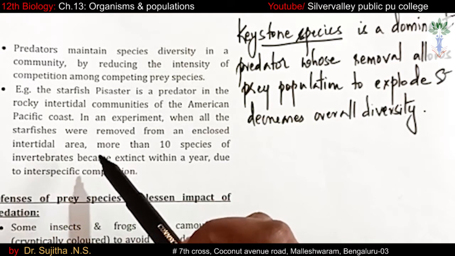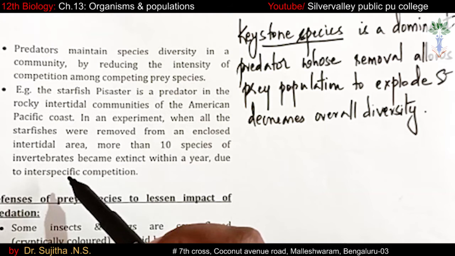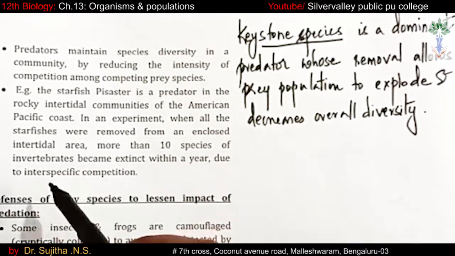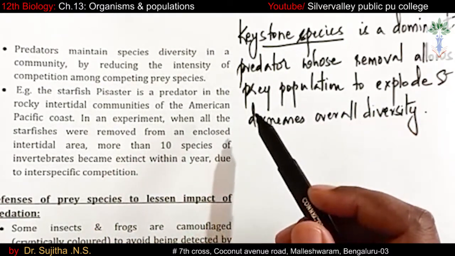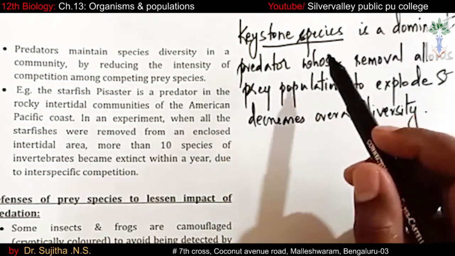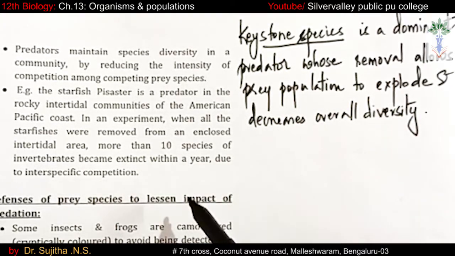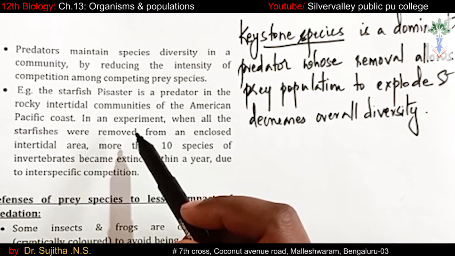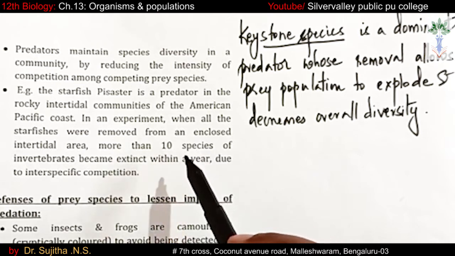They conducted an experiment in which all the Pisasters were removed from an enclosed intertidal area. After a particular period of time, within a span of 1 year, they noticed that more than 10 species of invertebrates became extinct due to interspecific competition. So here we can represent the starfish, Pisaster, as a keystone species. So what is a keystone species? A keystone species is a dominant predator whose removal allows the prey population to explode and decreases the overall diversity. Therefore, Pisaster, a keystone species, was a very important species. When it was removed from the community, the prey population exploded, and as a result there was a lot of instability leading to the decrease of more than 10 species of invertebrates.